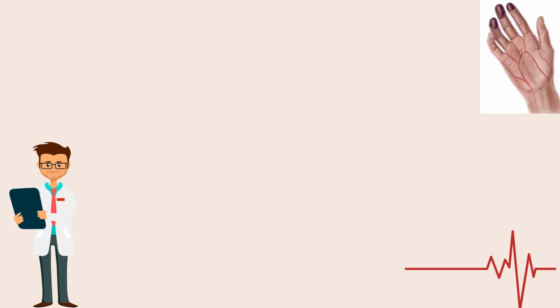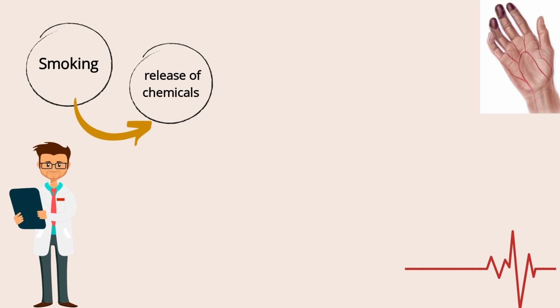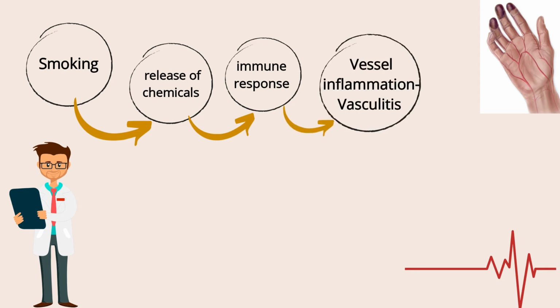Pathophysiology. We have mentioned that Buerger disease is associated with smoking. Smoking and tobacco consumption release chemicals into the body. The main chemical that can cause great damage to the vessel is nicotine. This chemical triggers an immune response. The immune response of the body leads to inflammation of the vessel, or vasculitis.